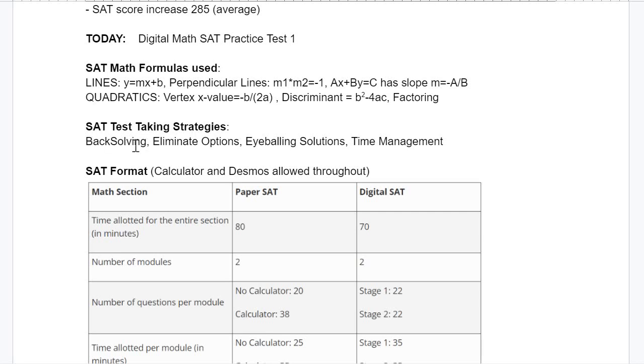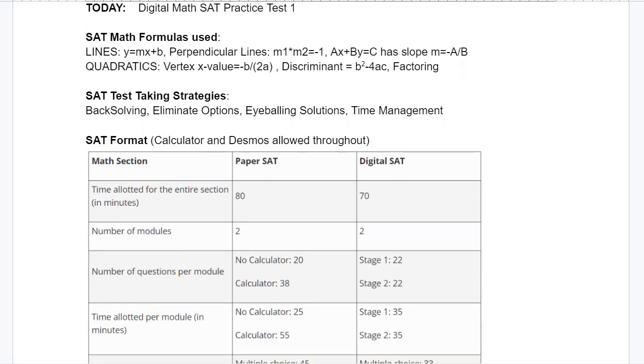So what you will learn today is strategies such as back solving, eliminating options, eyeballing solutions, and also time management. The formulas that we use are pretty limited in this test. You can see for lines we use the mx plus b formula. For perpendicular lines you should know that their two slopes are equal to -1 when multiplied, and a linear equation given in the standard form has a slope of -a over b.